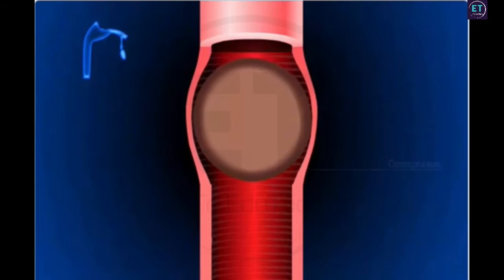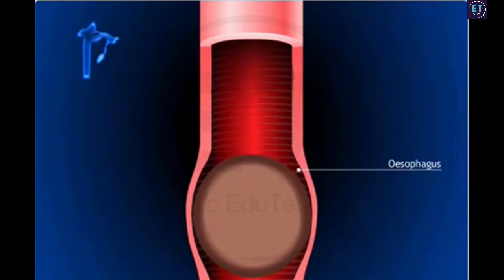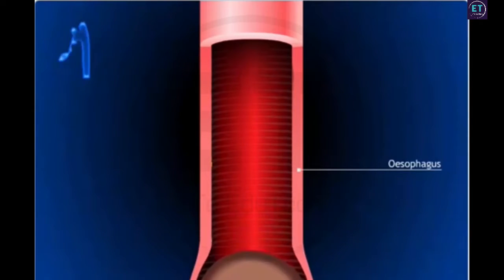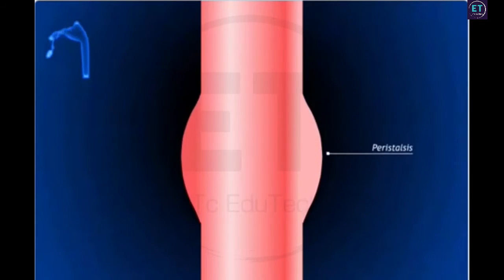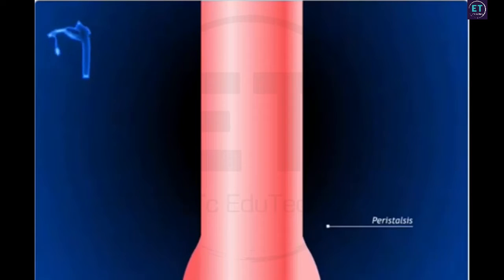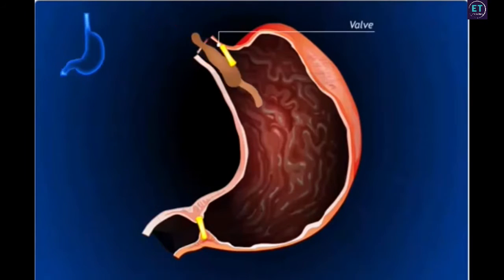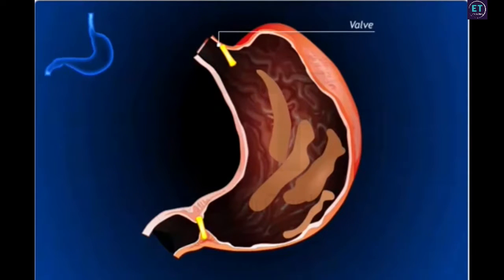The lining of the food canal has muscles that contract and expand rhythmically in order to push the food forward to the stomach. This series of muscular contractions is called peristalsis. At the end of the esophagus, a muscular ring allows the food to enter the stomach and then closes.